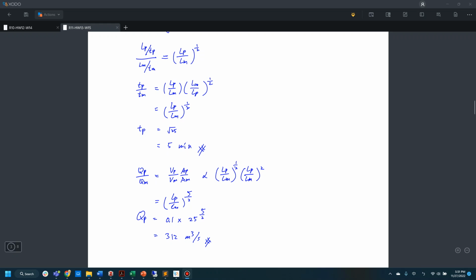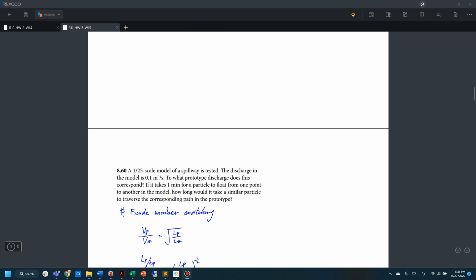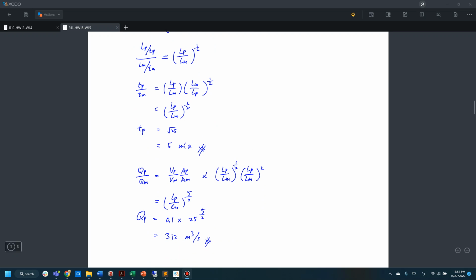Okay, and you know that LP divided by LM is equal to 25, and the QM here is equal to 0.1 cubic meters per second. So you move the QM to the right hand side and multiply by LP divided by LM to the power of 5/2, then you can get that the discharge QP is equal to 312 cubic meters per second.